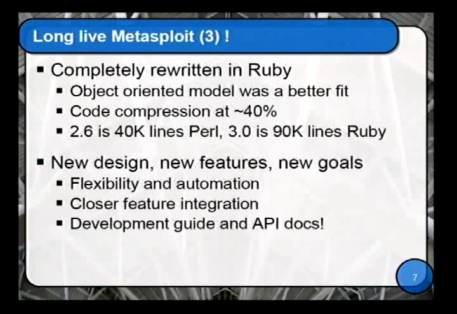Also, Ruby's a lot nicer in terms of the number of lines you have to write tends to be a lot smaller, even though they run 4 times as slow. At least they look smaller. So we had about 40% code compression converting it to Ruby, but then we ended up writing twice as much code. So whether it's better or worse, we're not sure yet. But we're actually about 90,000 lines of Ruby right now as opposed to 40,000 lines of Perl.